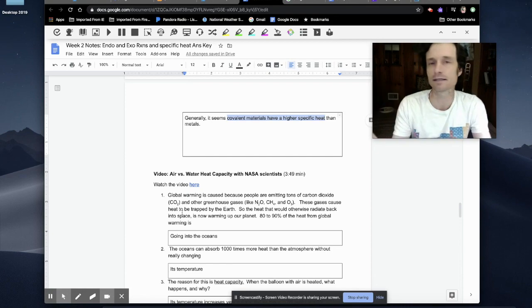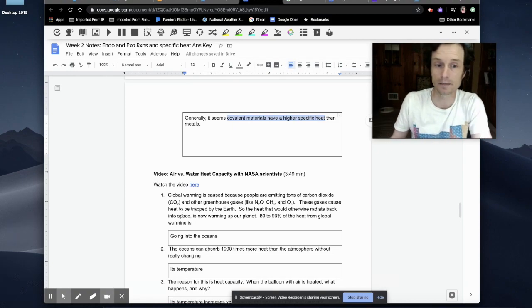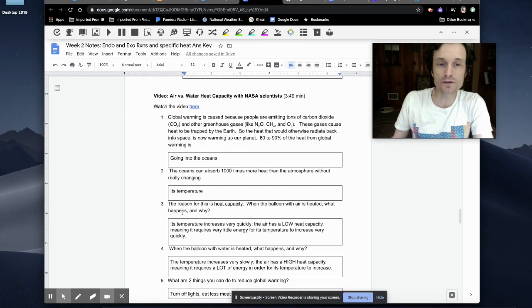Heat capacity, it doesn't matter the amount, but the idea that different amounts of heat will cause different temperature changes, that phenomenon is the same for both heat capacity and specific heat. And it comes up with the next one, global warming.